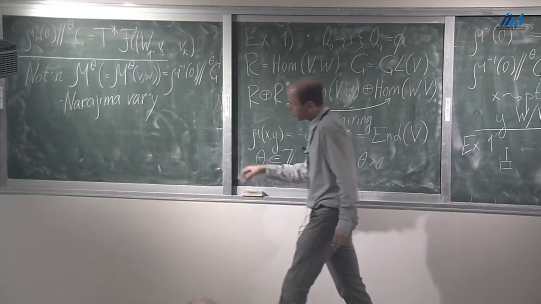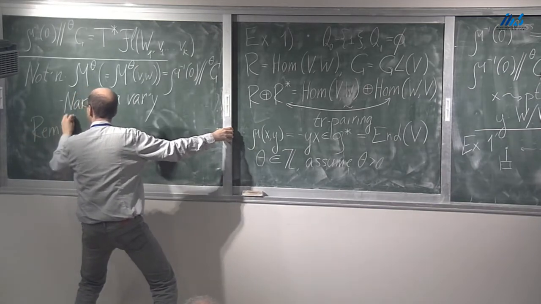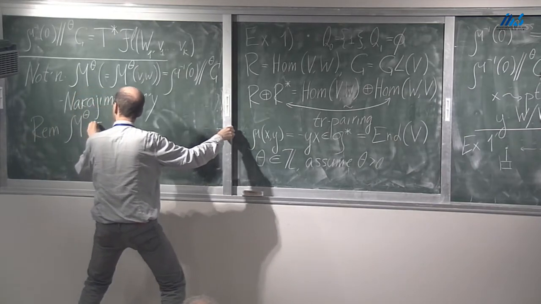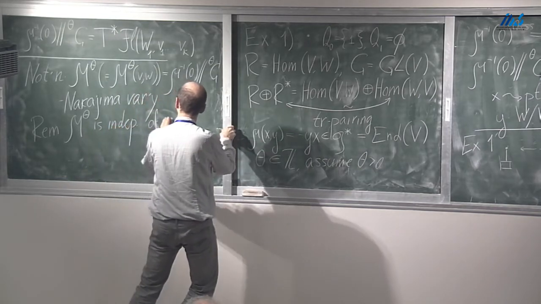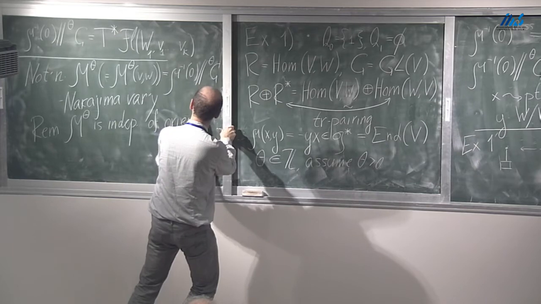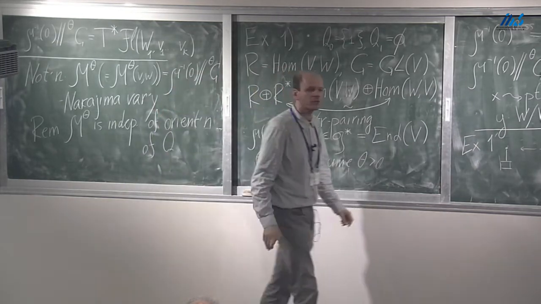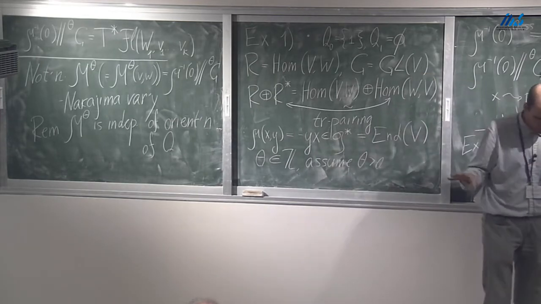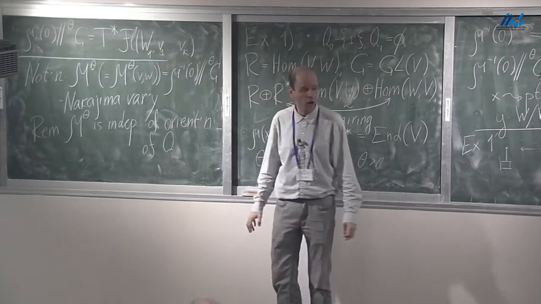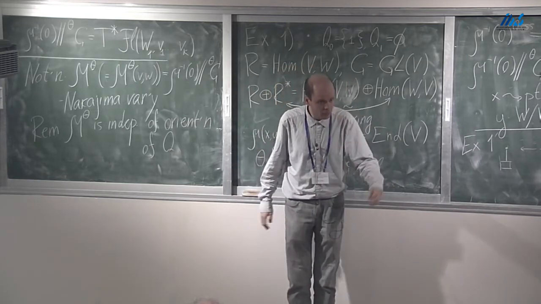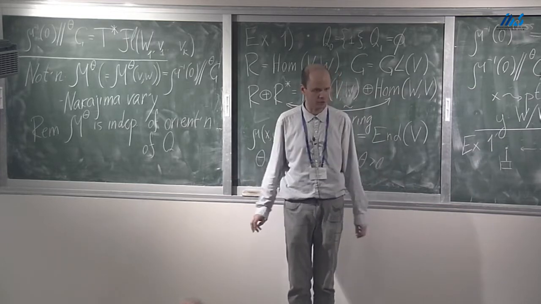And then an important remark is that m theta is independent of the orientation of the quiver. So when we change the orientation, basically the corresponding spaces T star of R are the same, with the symplectic structure. The group is the same. The stability condition is the same. Everything is the same.